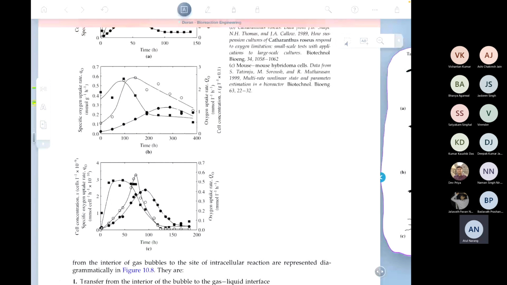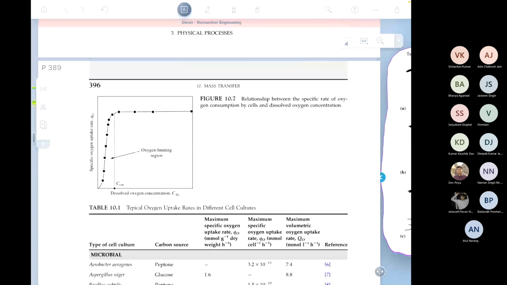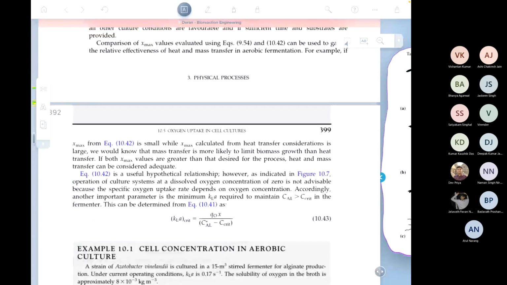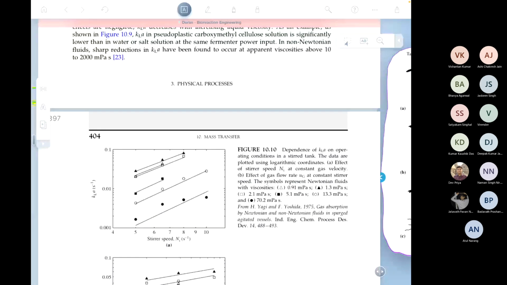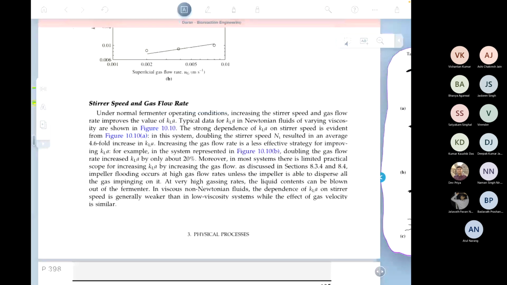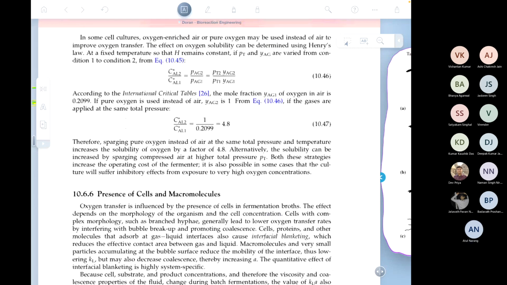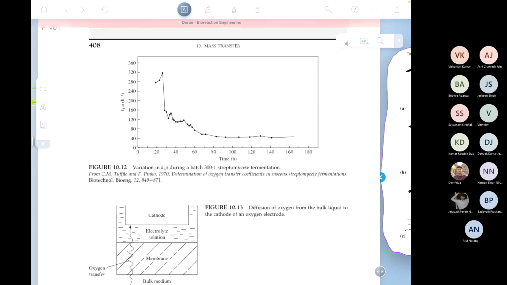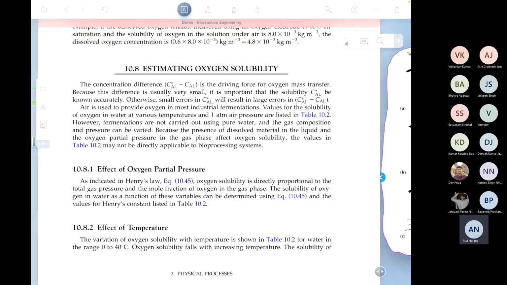So here it is. What I'm covering right now is this section: estimating oxygen solubility, right? Ultimately, what we're looking at is the solubility of oxygen.